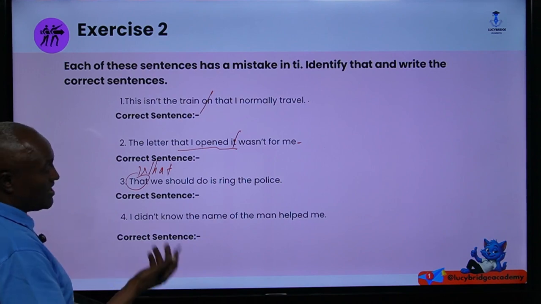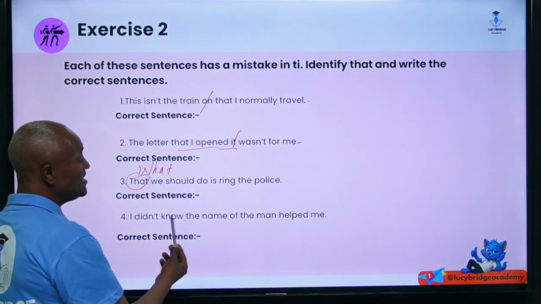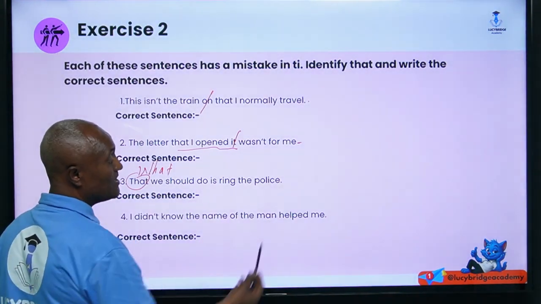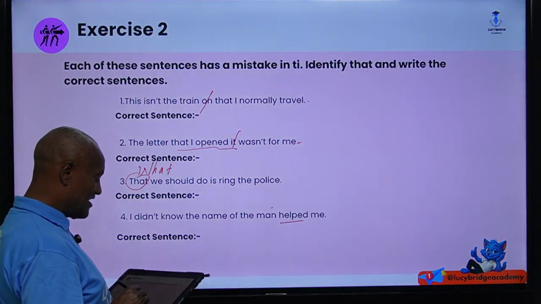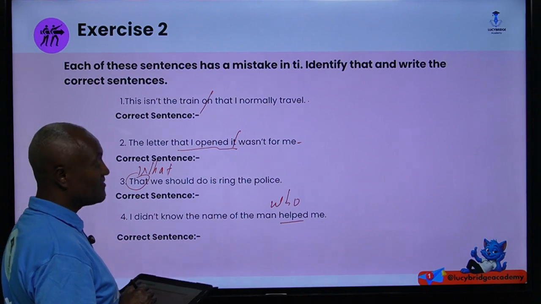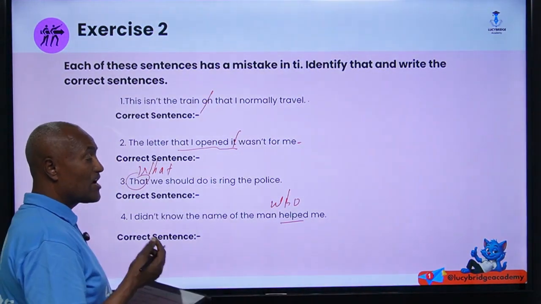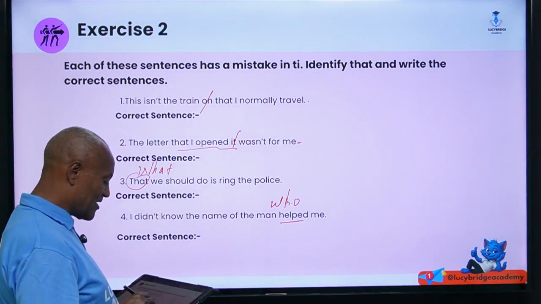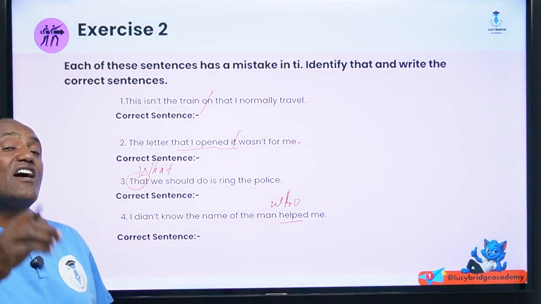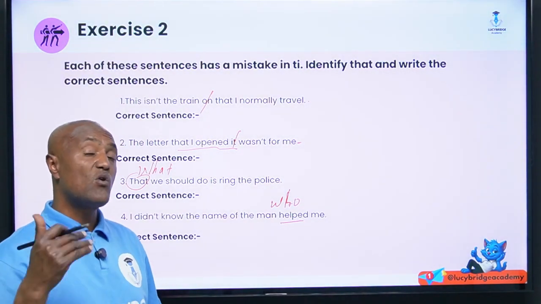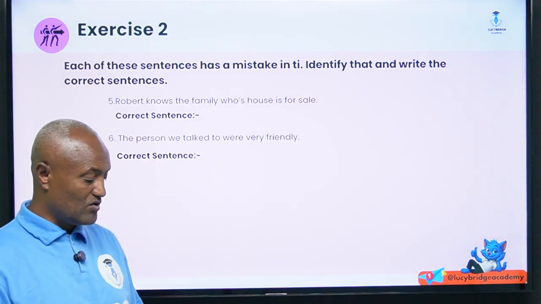And then the next, sometimes you may make a mistake like this. I didn't know the name of the man helped me. Now helped here is a verb, and here we need a relative pronoun: who helped me. Previously we said we can omit the relative pronoun like who, that, when they are used as an object. But we can't omit the relative pronoun when it is used as a subject. That is what you have to remember.